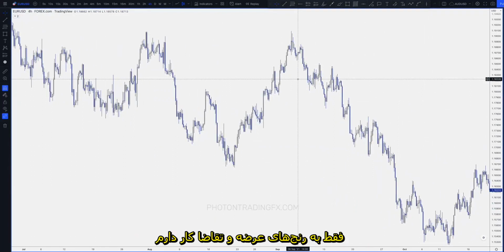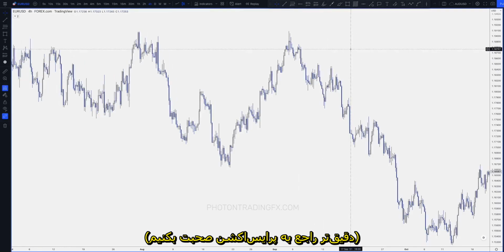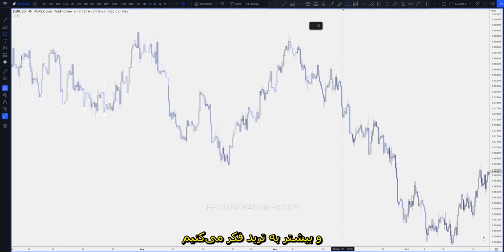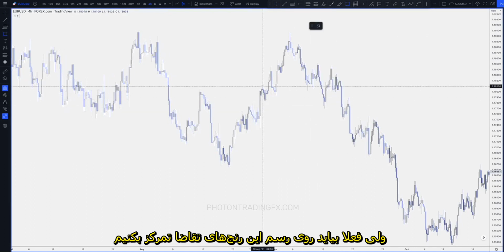I'm literally just going to draw on supply and demand ranges, and we'll dive into more proper chart walkthroughs a little bit later, where we'll really talk through price action and start to think more about trades and things like that. But for now, let's just practice drawing on these demand ranges. So let's just start here, right?